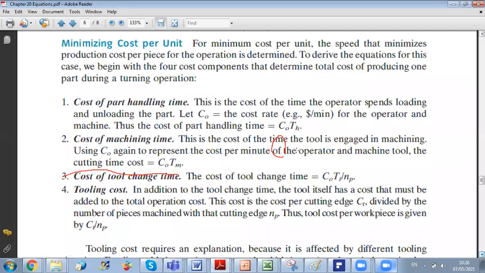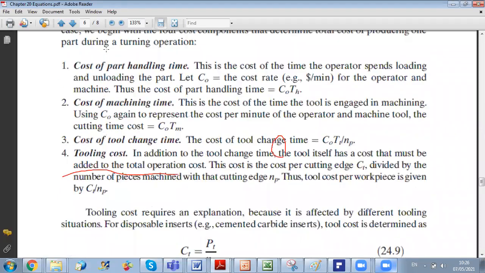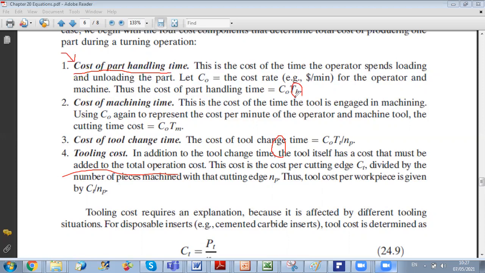So of course, any operation will have a cost. So you have the handling part, because you have a certain time for handling, this requires a certain cost. The cost of part handling time is the cost of the operator, the cost of the time the operator will spend loading and unloading the part. And as we said previously, any other operation required to have the setup ready can be included in this part. Okay, so we can just multiply the handling time by the cost rate, which is in dollar per minute of operation. This will give us the cost of the part handling time.